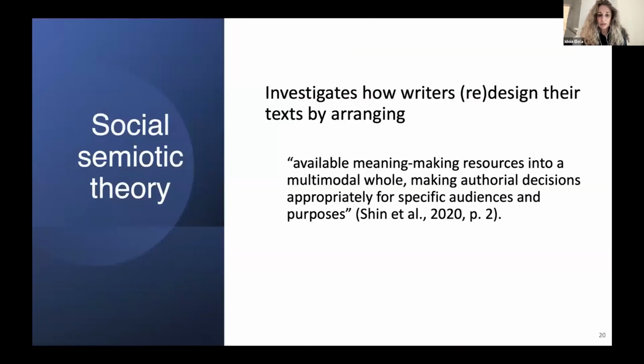Social semiotic theory helps us explain the affordances of different modes, either visual, textual, or oral, and how these modes separately or collectively contribute to multimodal ensembles, such as digital stories or an infographic. Social semiotics investigates how our students, or in this case, the writers, design and redesign their text by arranging available meaning-making resources into a multimodal whole, making authorial decisions appropriately for specific audiences and purposes.